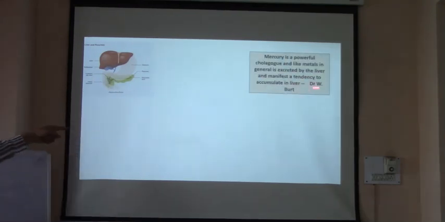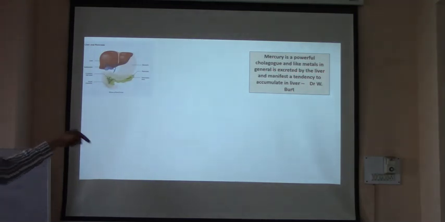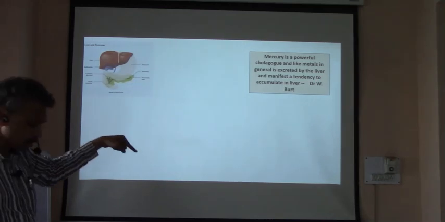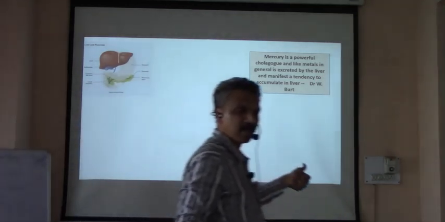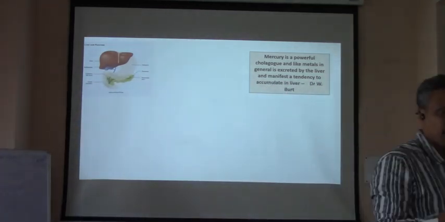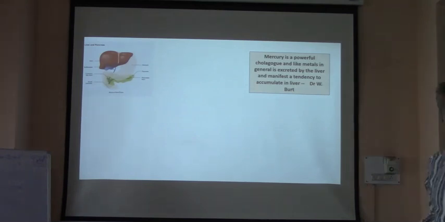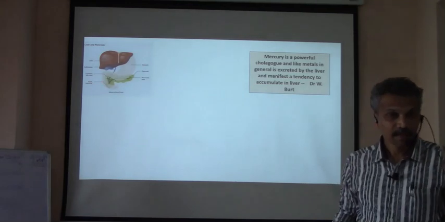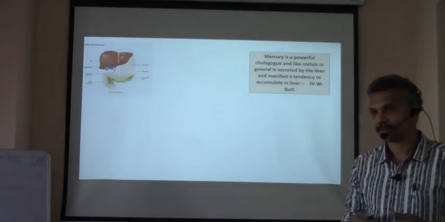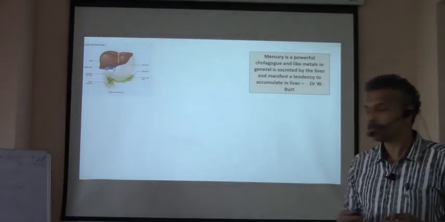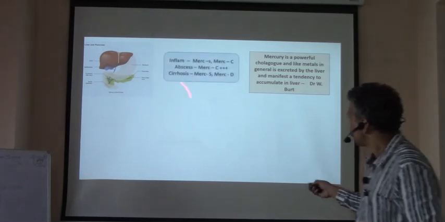And I have taken this from Dr. Bird. He says it is a very powerful cholagogue, and like metals in general, as I have told, it is excreted by the liver and it also manifests a tendency to accumulate more in the liver. So I am just trying to justify that Merc has a very important action on the liver. Okay? Now, which are those remedies?